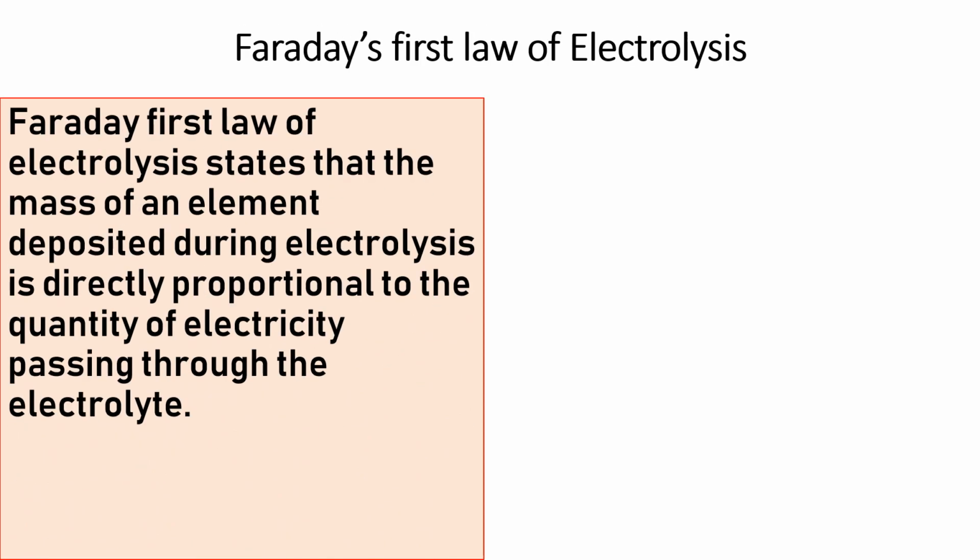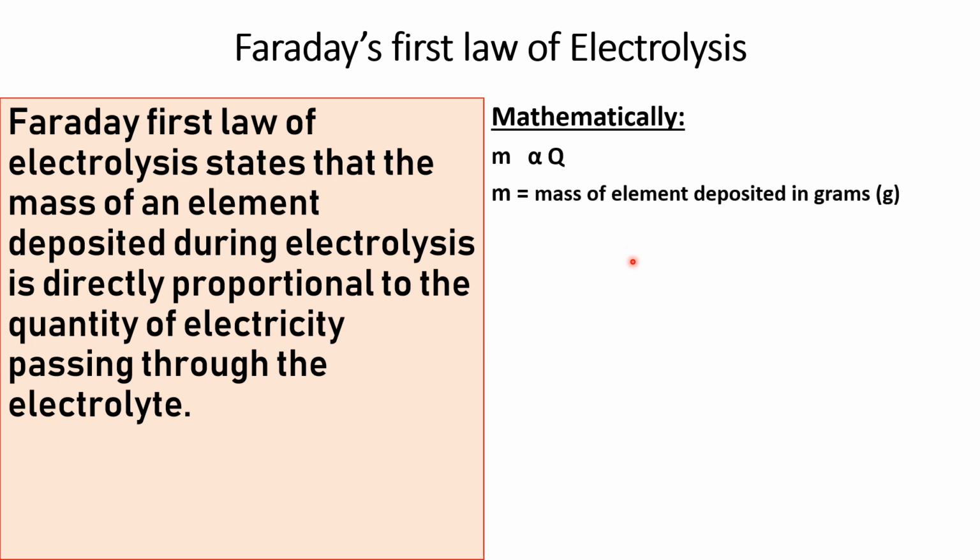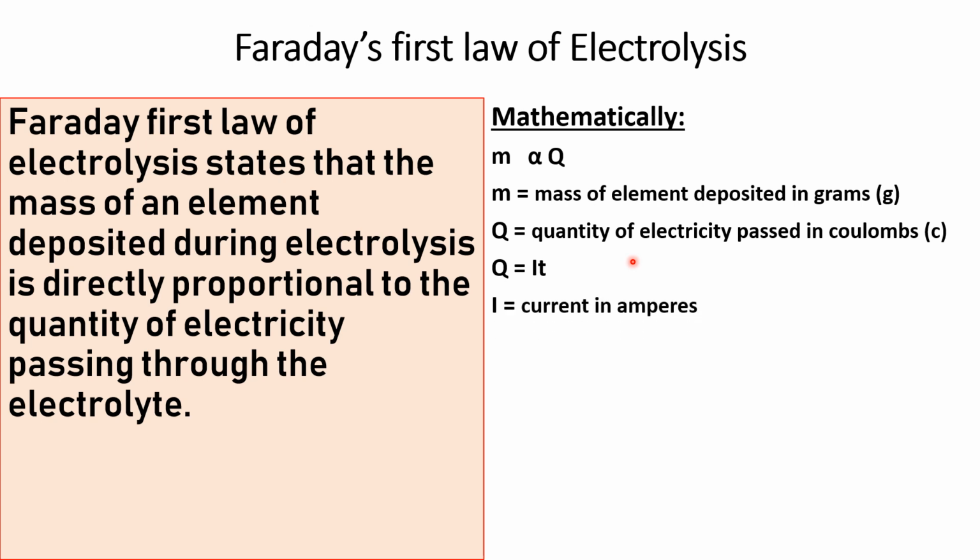Here is Faraday's first law of electrolysis, which states that the mass of the element deposited during electrolysis is directly proportional to the quantity of electricity passing through the electrolytes. We can express this mathematically: mass is directly proportional to Q, which is the quantity of electricity. Mass is measured in gram and quantity is measured in coulombs. But quantity of electricity is equal to the product of current and time. Current is measured in amperes, and time is measured in seconds.